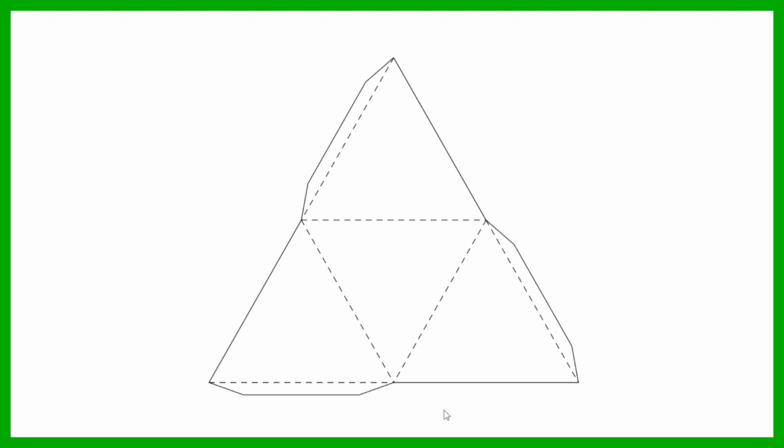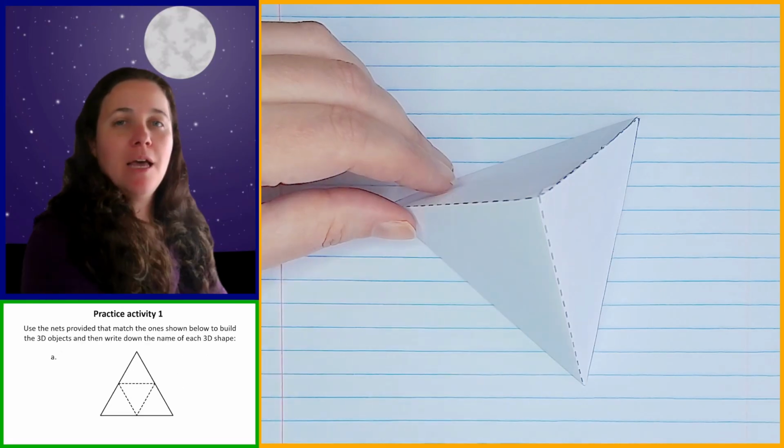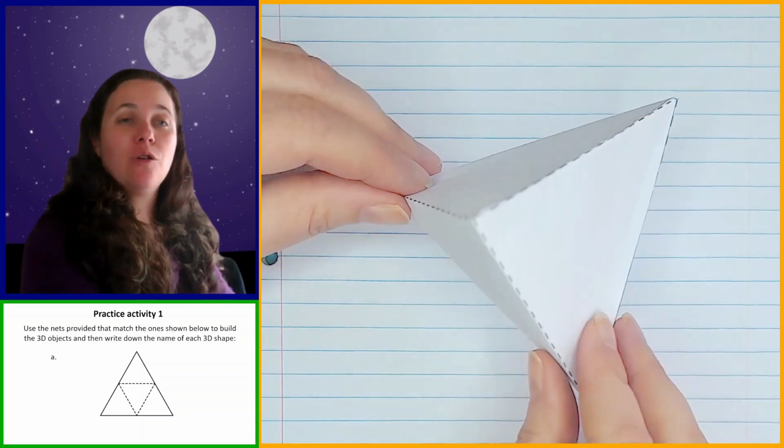Okay, so once you have done that, I want you then to go back and write down the name of the pyramid that you end up with. So you can quickly pause the video, go and do that, and then come back. Okay, so now let's have a look at what your pyramid should look like. You should have ended up with a pyramid that looks something like this.